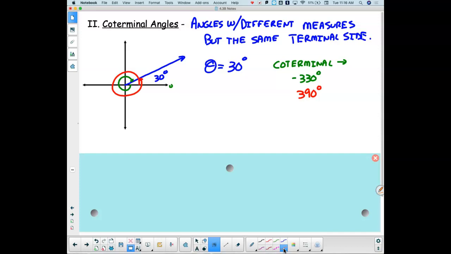So if it was in radians, it would be pi over 6, right? So then the green one would be negative 11 pi over 6. The red one would be 13 pi over 6. Understand? Okay, because you have to add 2 pi.